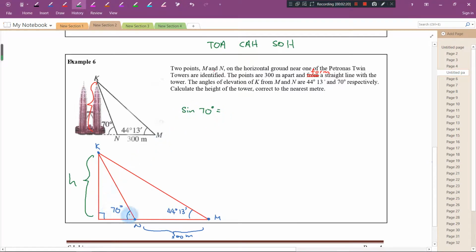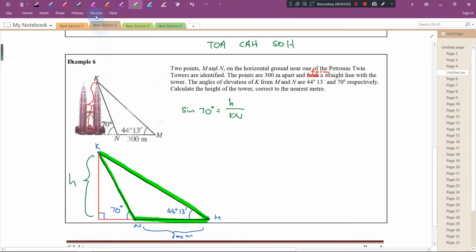So if I can get the length of KN, sine 70 degrees is equal to opposite over hypotenuse, so it's equal to the height divided by KN. If I'm able to get the length of KN, I just bring the KN over here, take the length of KN times sine 70 degrees, and I will be able to get the height. So now I need to find out how to get the length of KN first. Let's focus on this triangle now. We forget about the height first and think, how do we get KN?